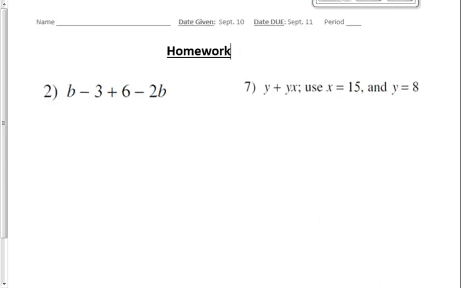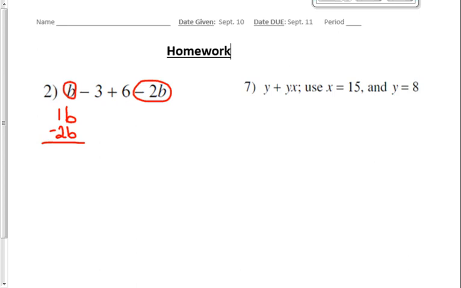If you'll go to problem number 2, we have to simplify. That means we're going to put all my b's together and all my regular numbers together. For example, problem 2: here I have a b, and here we have negative 2b. Okay? So I have b minus 2b. Now remember, this b is the same thing as 1b.